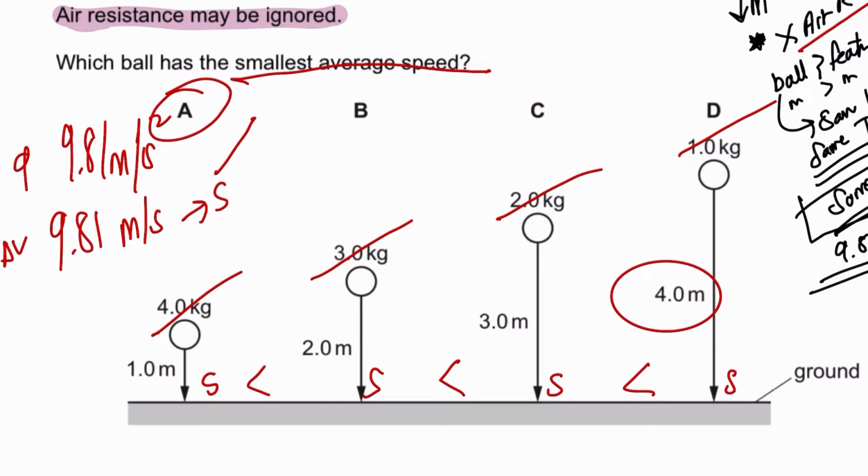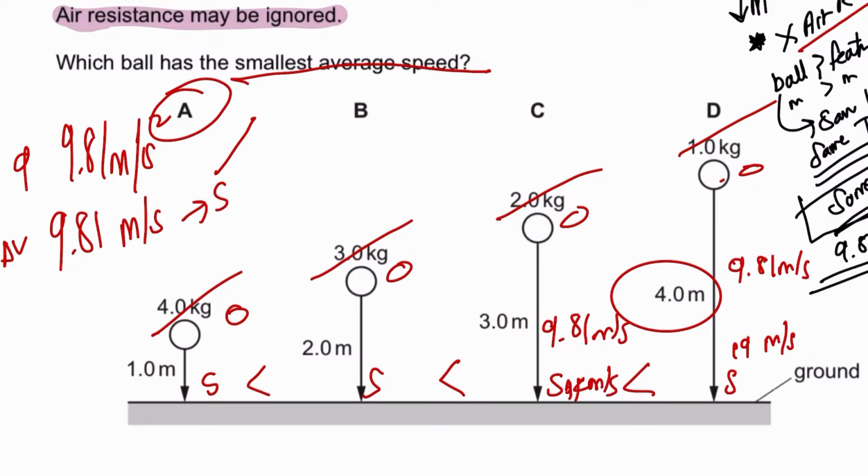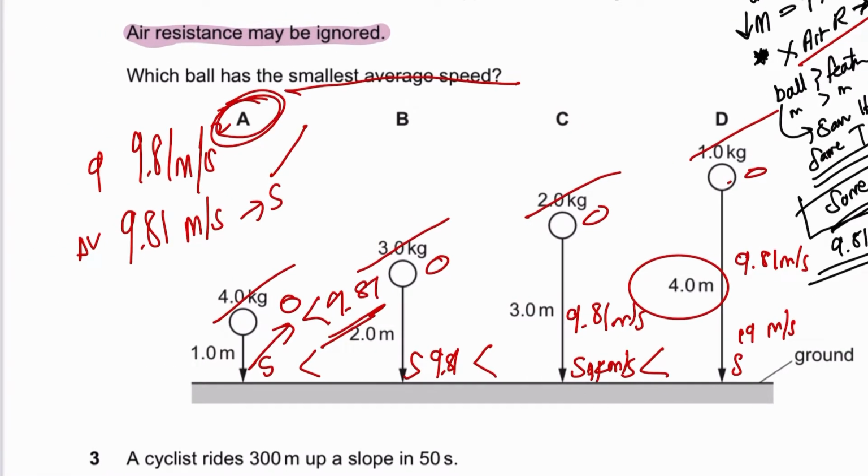Because let's just say they all start from speed 0, right? Now over here it is traveling 4 meters. In 1 second, let's just say it reaches here, so its speed will be 9.81 meters per second. And the second it reaches here, it will be around 19 meters per second, for example. This 1 second over here will be 9.81 meters per second. And here we'll have something around, let's just say, 14 meters per second. Here we'll have 9.81, and here will be less than 9.81, if you understand what I'm trying to say. So the answer will be A.